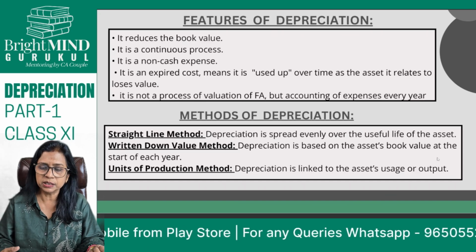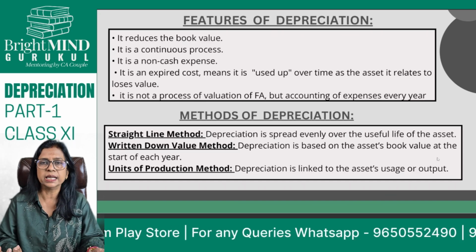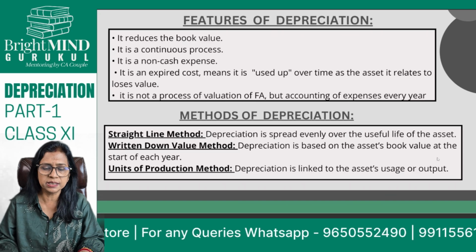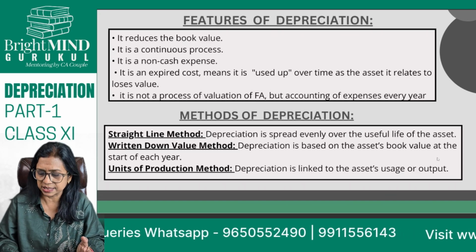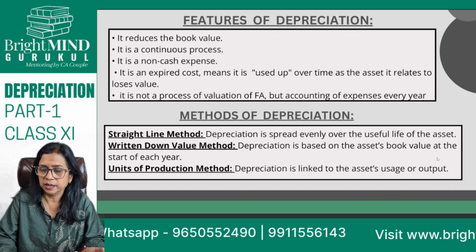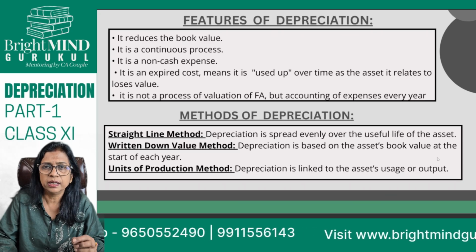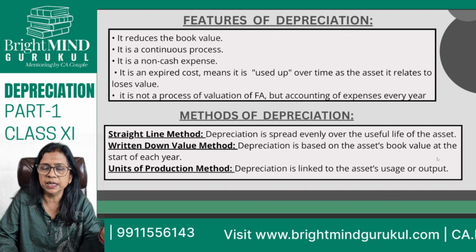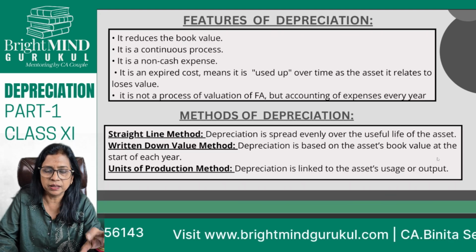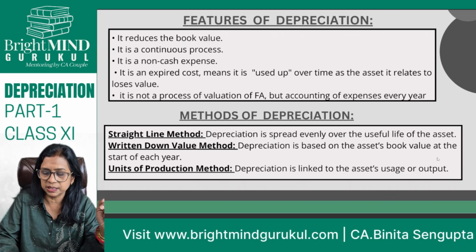And unit of production method is linked to the asset's usage or output. This is used in typical types of assets like natural resources or oil mines and all. In that case, when the extraction from these oil mines keeps on happening, then the unit of production method is used.